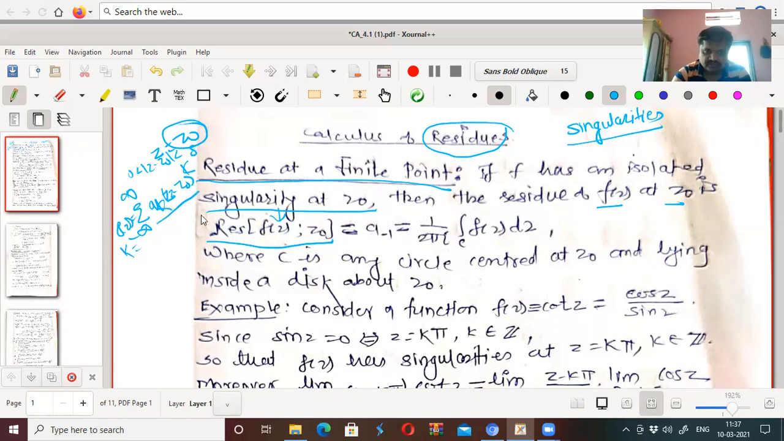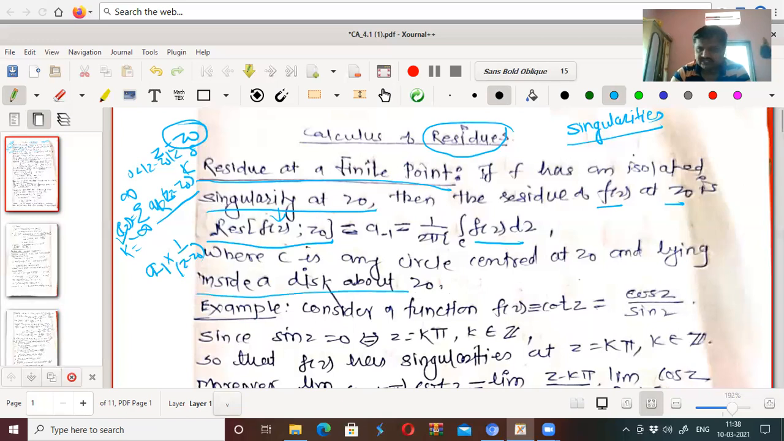Here the coefficient of a minus 1 is the coefficient of the term a minus 1 into 1 upon z minus z0. So it is the coefficient of 1 upon z minus z0 in the Laurent series expansion of f of z, which is also given by 1 by 2 pi i integral over C of f of z dz. That is the formula for finding this residue, where C is any circle centered at z0 and lying inside the disk about z0.